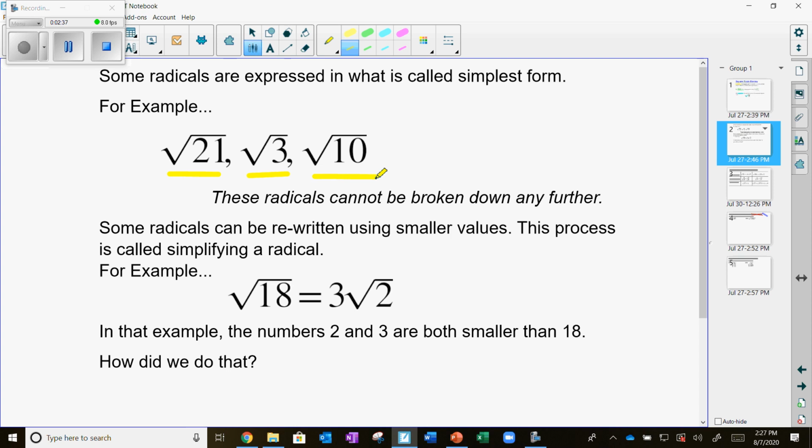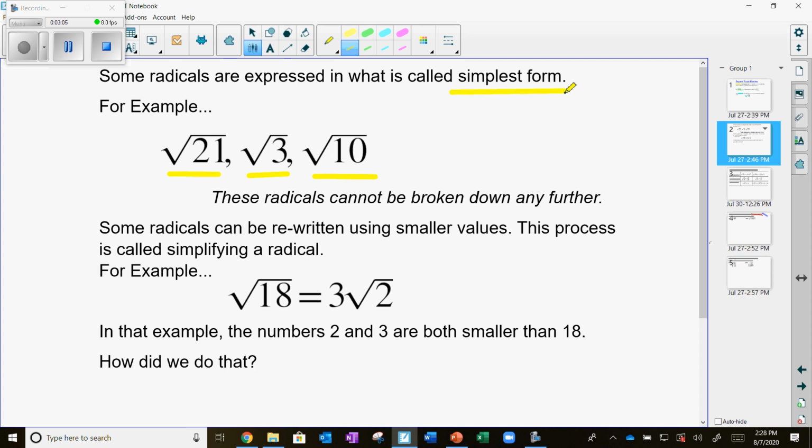The square root of 3 in the middle, well, that one's a prime number, so it doesn't have any factors besides 1 and itself, so it has no repeating factors. With 10, 10 is a lot like 21. It's a composite number. It does have multiple factors, but it doesn't have any factors that repeat. And when they cannot be broken down any further, then we call them expressed in simplest form.